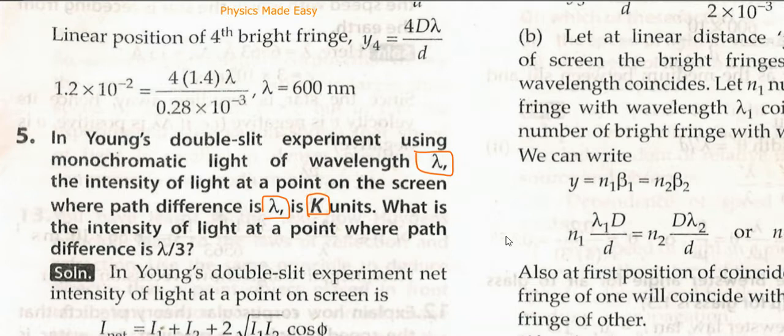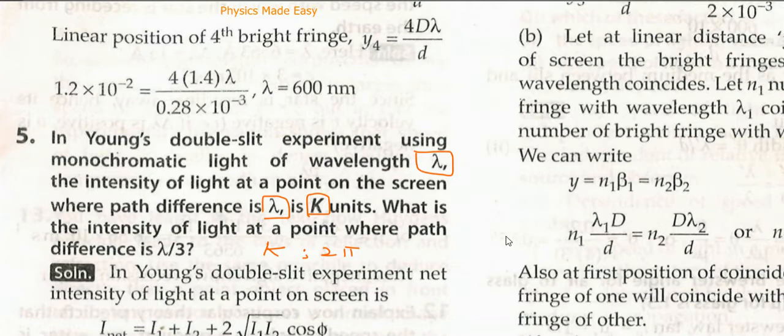Just replace lambda by 2 pi. So we have replaced. If we replace lambda by 2 pi, it means the path difference for phase difference 2 pi, intensity is k unit. What is the intensity of light at a point where the path difference is lambda by 3? Simply, k is intensity when phase difference is 2 pi, because phase difference corresponding to path difference lambda is 2 pi.